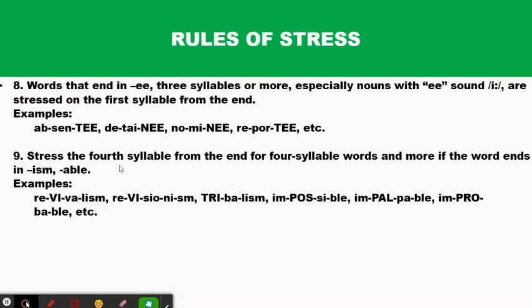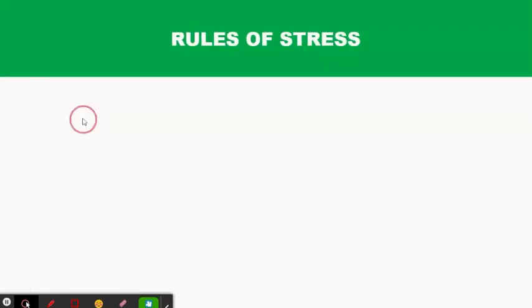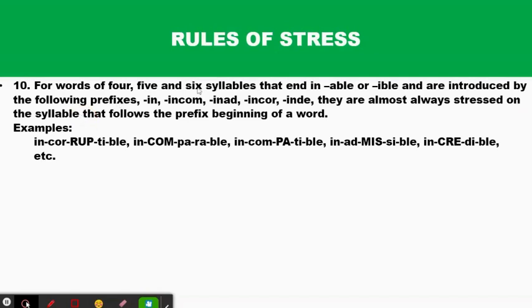Now, rule number 9, stress the fourth syllable from the end for 4-syllable words and more if the word ends in ism or able. For example, revivalism, revisionism, tribalism, impossible, impalpable, improbable, etc. All right. Then rule number 10, the last but not the least of the rules, for words of 4, 5, and 6 syllables that end in able and are introduced by the following prefixes in, in, they are almost always stressed on the syllable that follows the prefix beginning from the word. So this is one way.